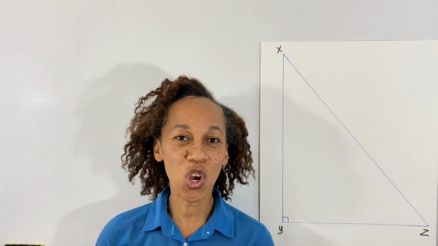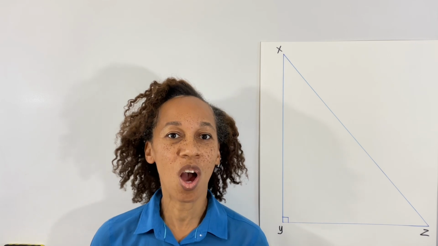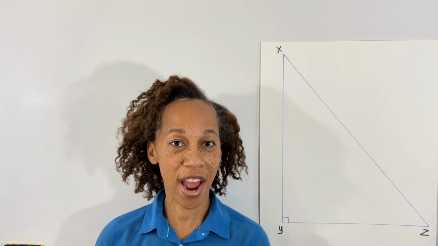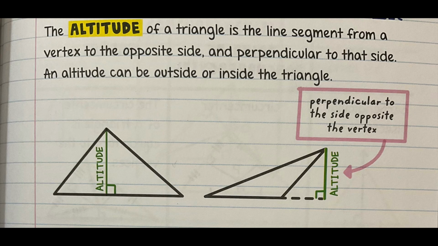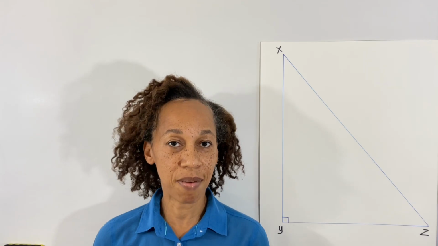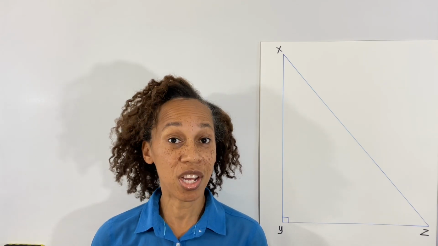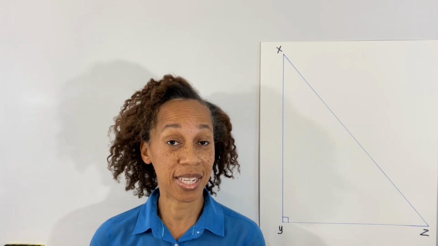Today I am going to show you how to find the altitude of a given right triangle. Now let's first define an altitude. An altitude of a triangle is simply a line segment that is extending from the vertex of the triangle to the segment that is opposite that vertex. And usually that line segment creates a perpendicular line to that opposite line segment.